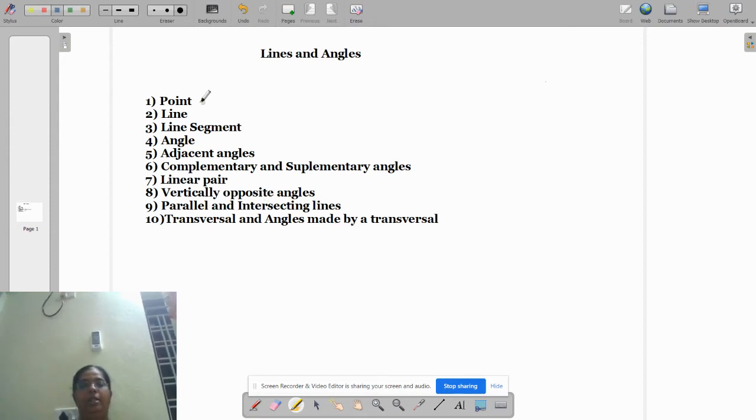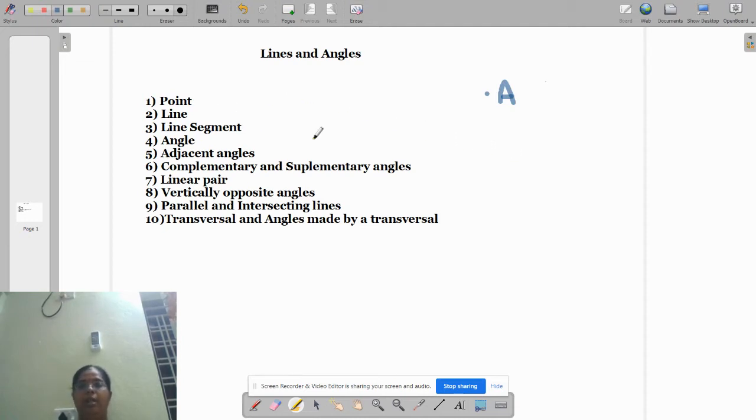First, let us see what is a point. A point is made by a sharp tip of a pencil. So this is called a dot, which does not have any dimensions. This point is represented by English alphabets. So this is called point A.